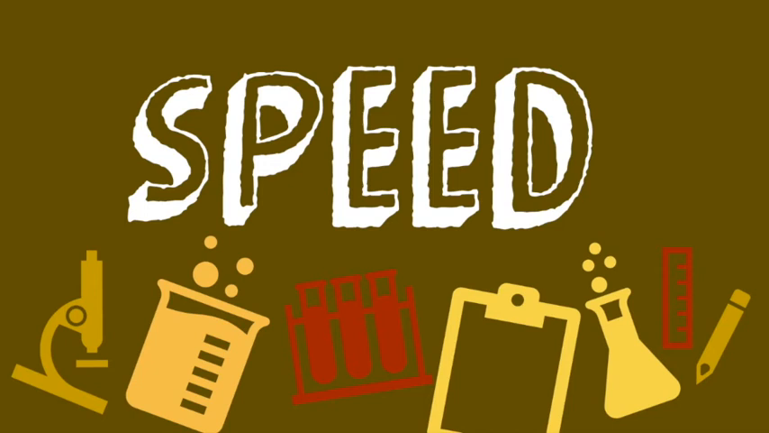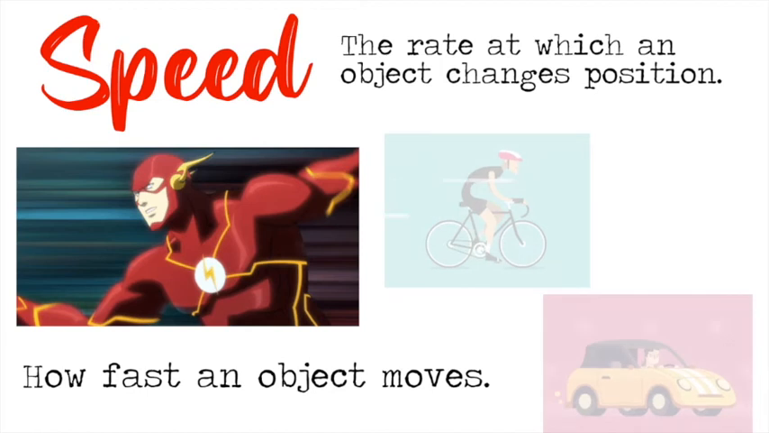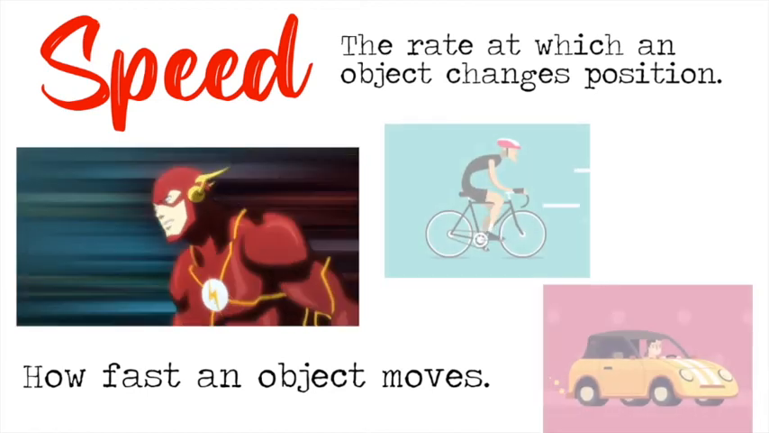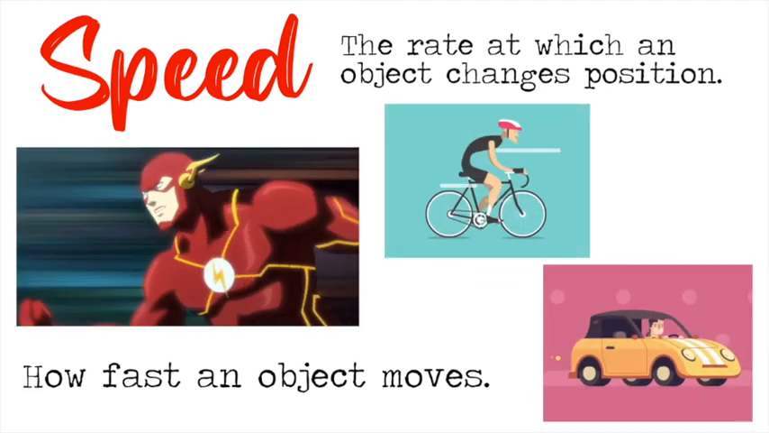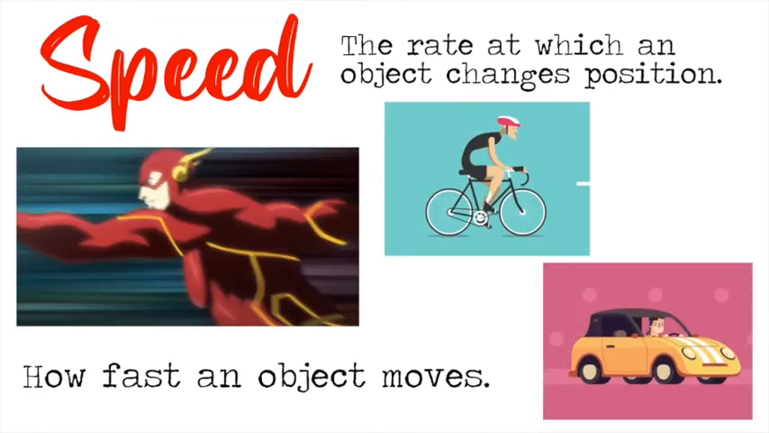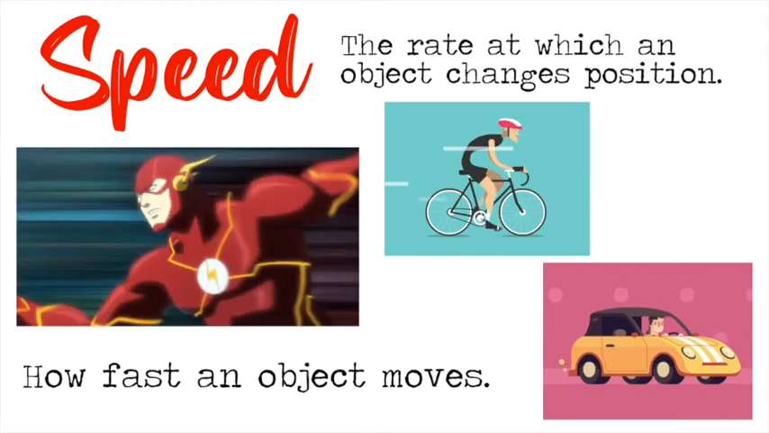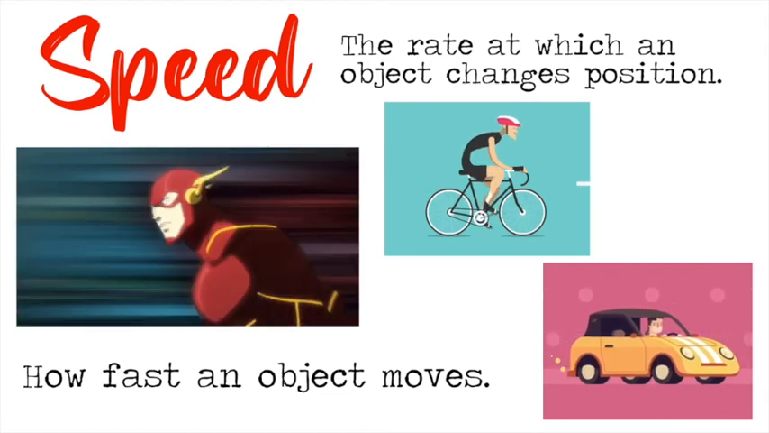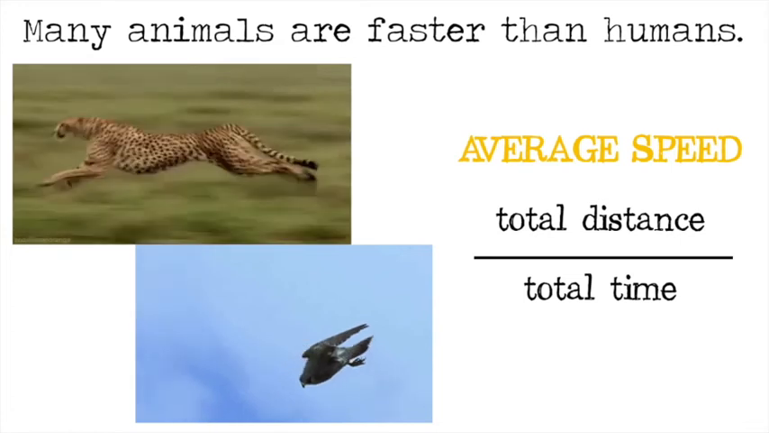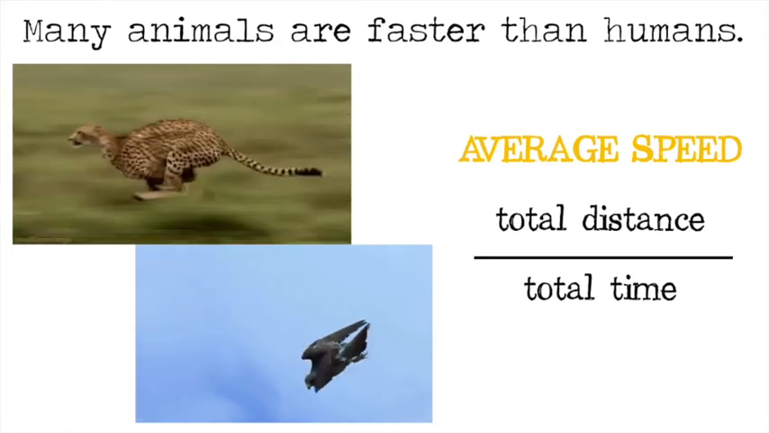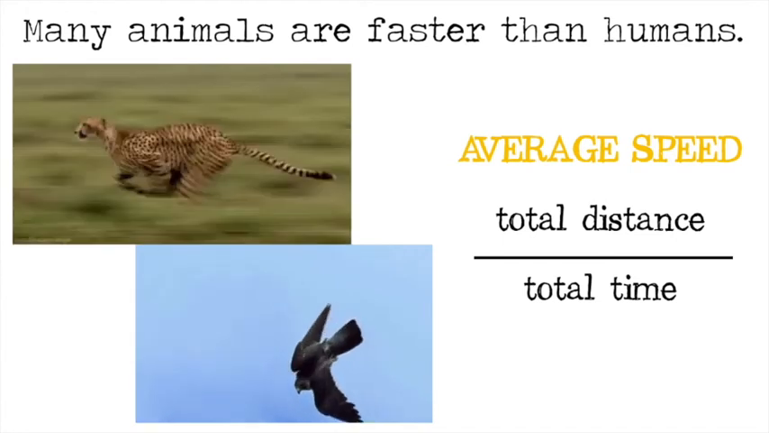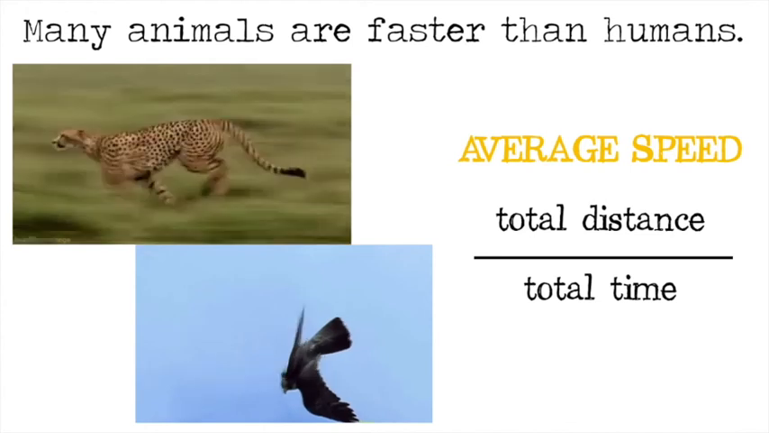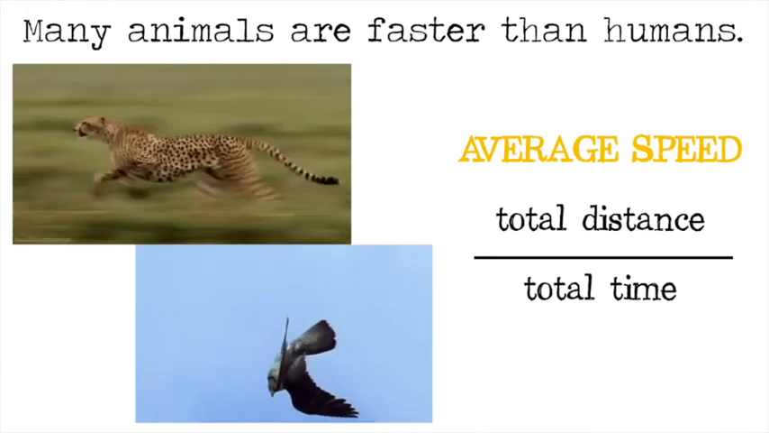Now, we are going to add another characteristic in the motion of objects, which is speed. When we talk about speed, we talk about the rate at which an object changes position, how fast or slow these objects will move from one place to another place. A clear example of how speed works, we can see in animals. Many animals are faster than humans, which means that this characteristic allows them to move from one place to another.